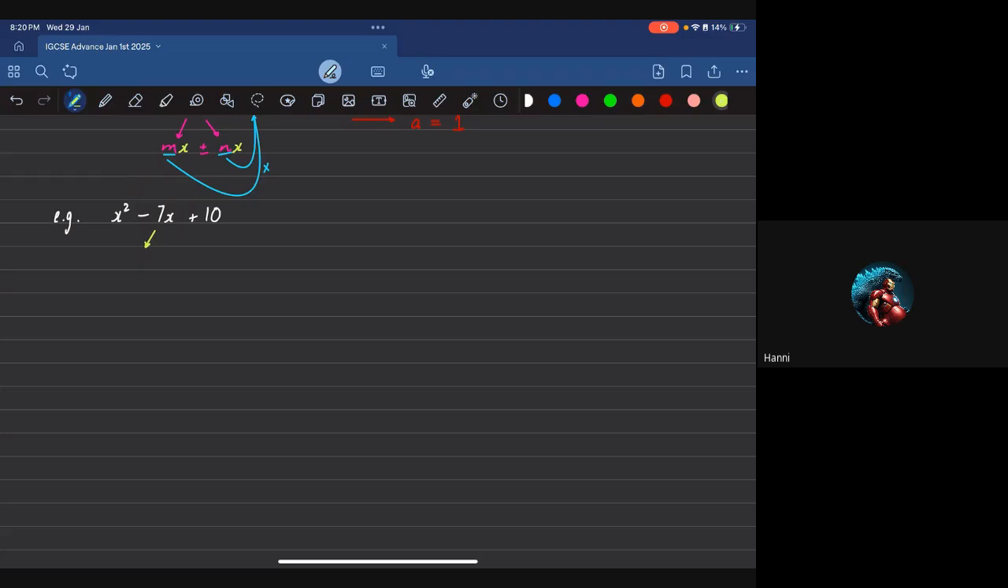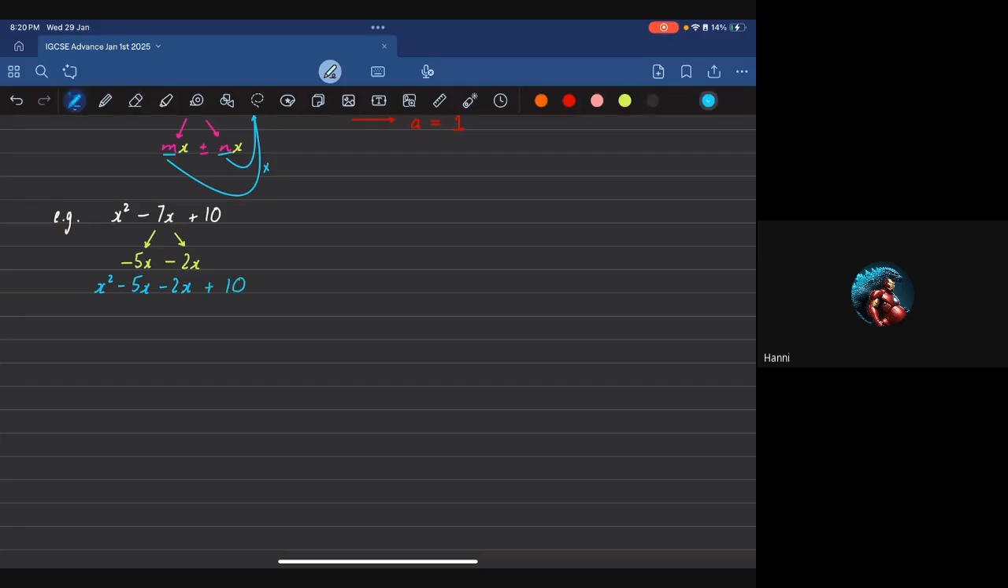So now what's going to be the case? The only numbers I can think of are minus 5x and minus 2x. The reason is that minus 5x minus 2x makes minus 7x, and if you multiply minus 5 times minus 2, it makes plus 10. Minus minus cancels out. Then I can write this down as x squared minus 5x minus 2x plus 10. Clear?